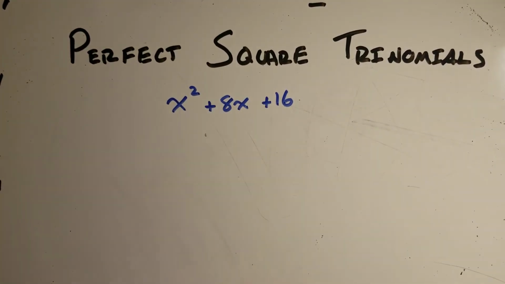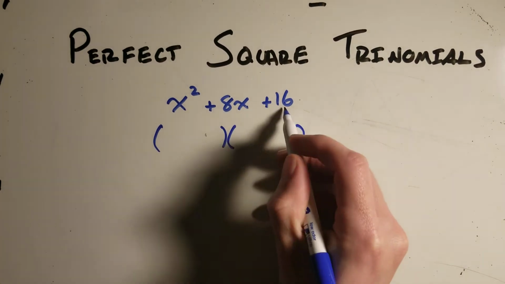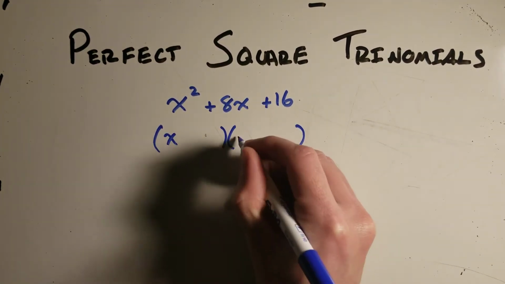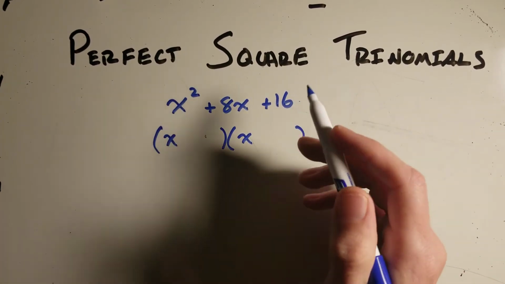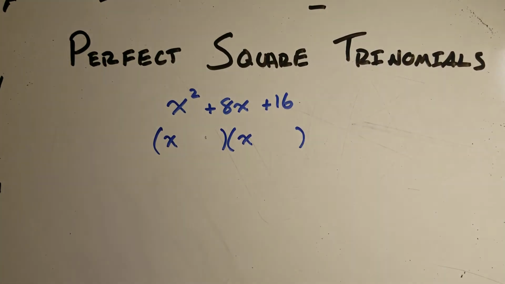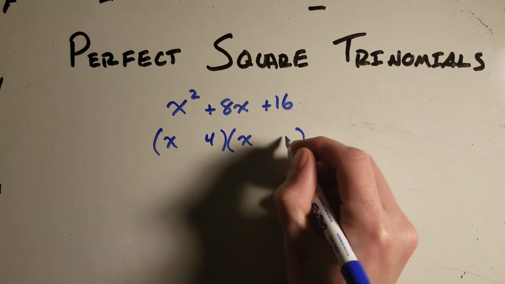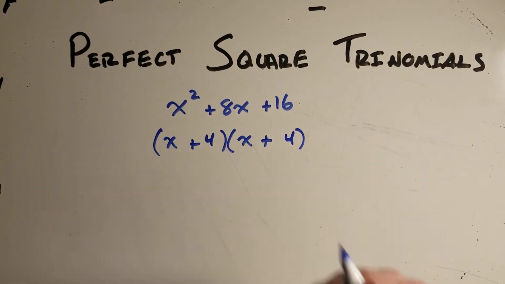So if we were to factor this, we would be looking for two factors of 16 that add up to 8. And if you go through and list, 16 times 1 doesn't work, 8 times 2 doesn't work, but 4 times 4 would work. So we would end up with 4 and 4. And since we have all positives here, we would have a plus and a plus.